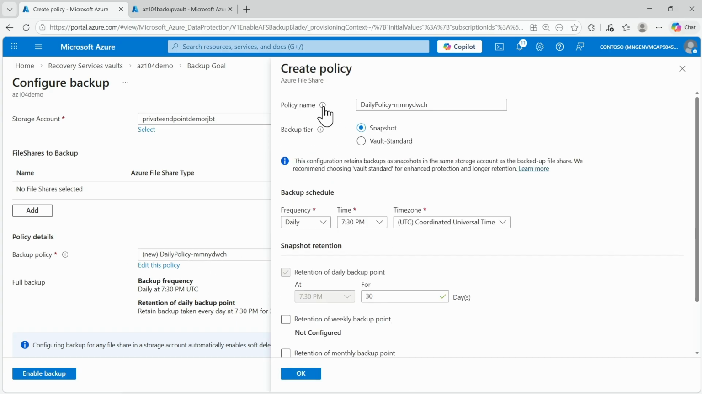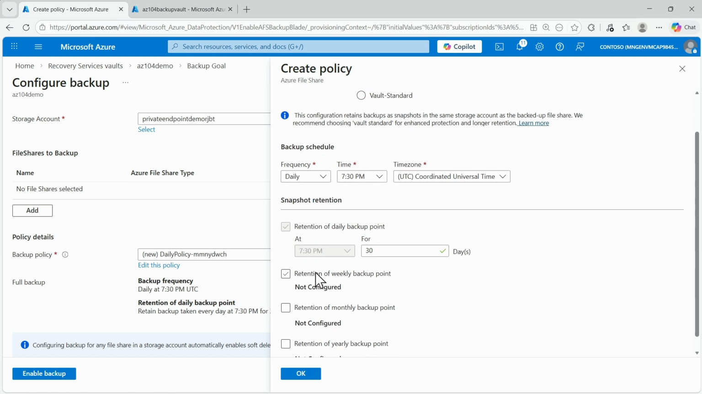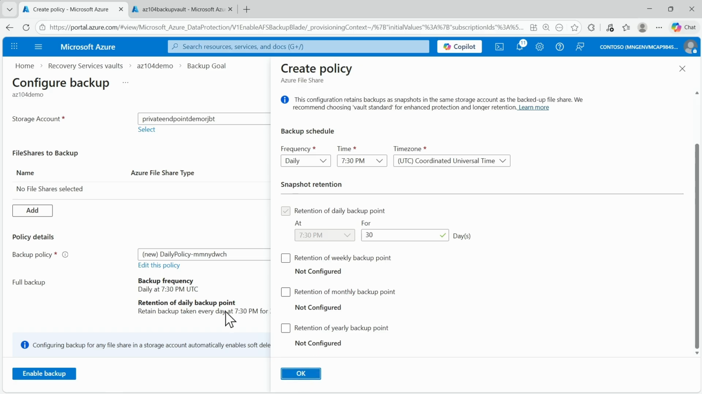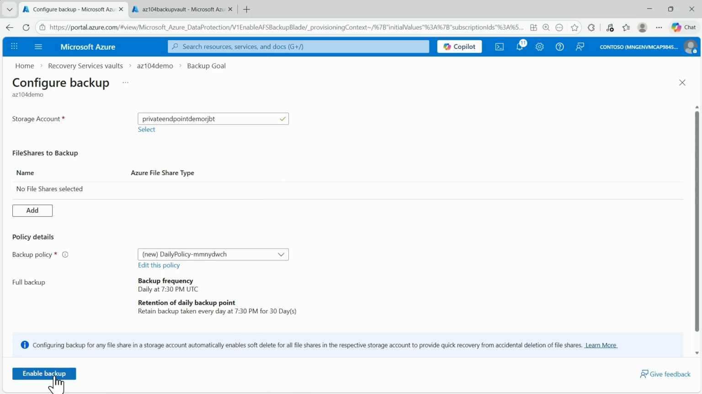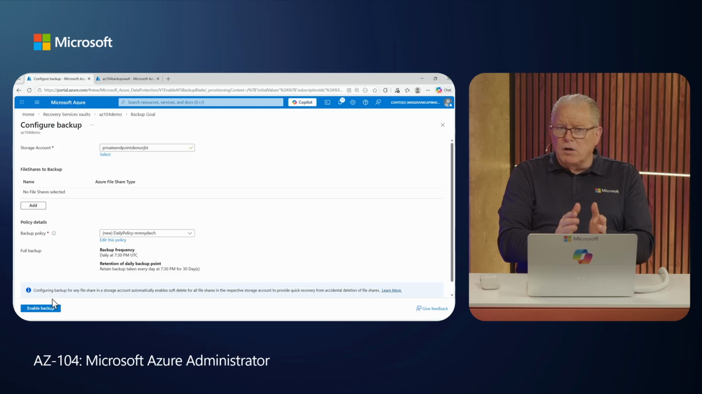I can already have one built, or I can pick up a policy. And so this just becomes, is it a snapshot? Is it a vault standard? What is the frequency and the time of day that I want to work with? What is the retention period? So that just becomes the policy that you're working with, and then you can enable the backup. So there's a small introduction to the different types of backups, comparing the Recovery Services Vault versus the Backup Vault, and looking at which services they target best and how you could set them up by configuring a policy.